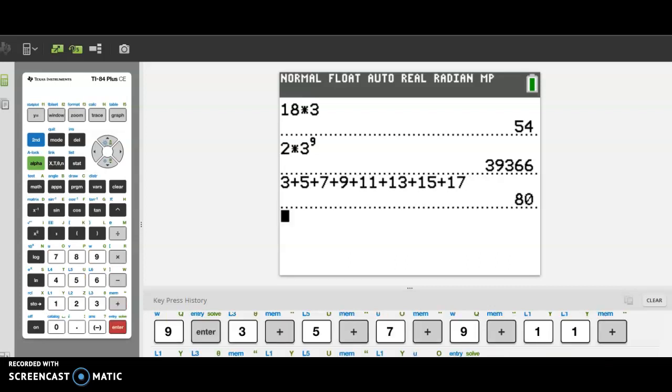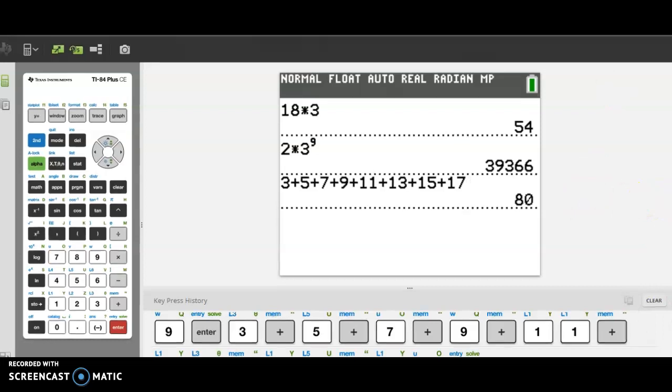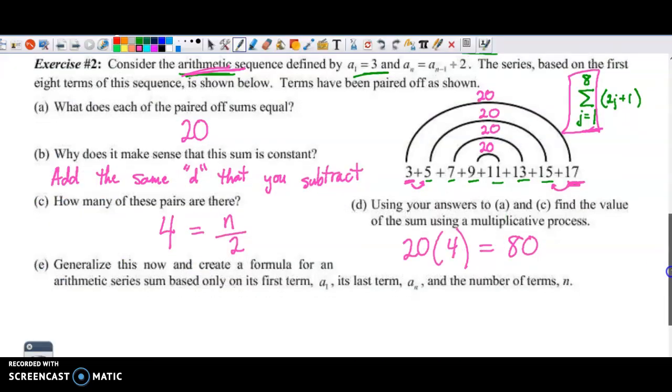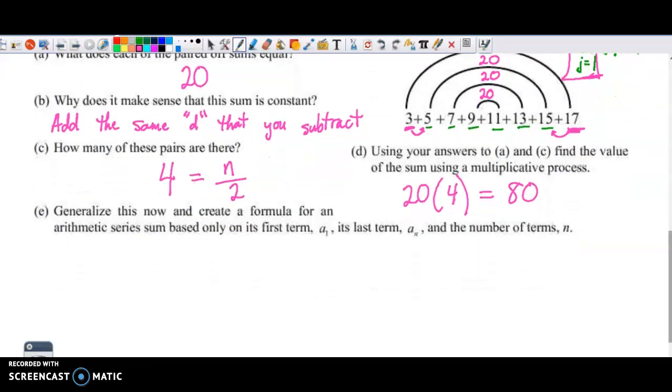I'm going to stop there. You can see that the sum would be 80. So how can we come up with a pattern for this? So clearly we took 4 and we multiplied it. Now, where did the 4 come from? It was from the number of terms divided by 2.